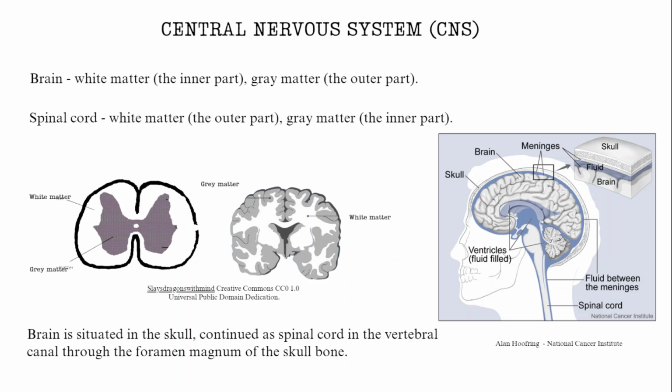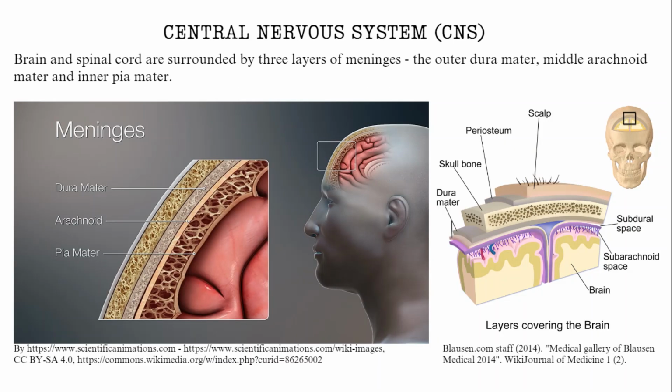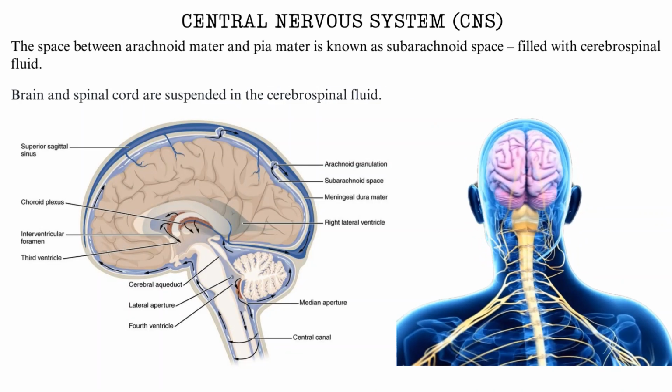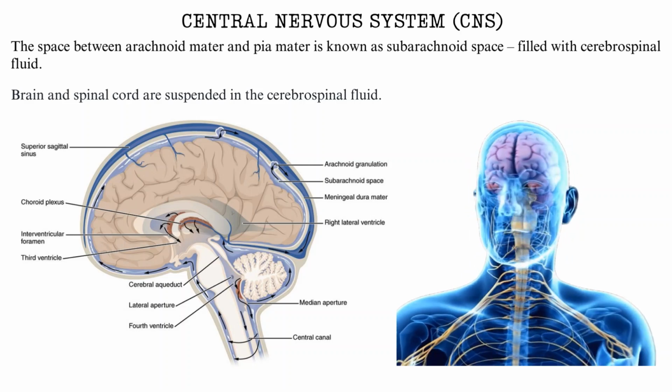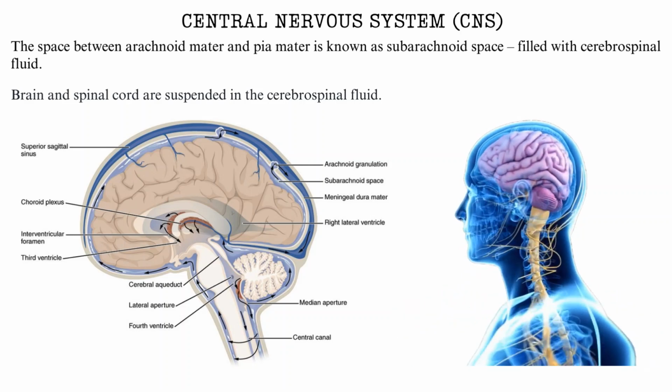The brain is situated in the skull, continued as spinal cord in the vertebral canal through the foramen magnum of the skull bone. The brain and the spinal cord are surrounded by three layers of meninges. The outermost layer is called the dura mater, the middle layer is the arachnoid matter, and the inner layer is called the pia mater. The space between the middle and the inner layer, that's the arachnoid matter and the pia mater, is known as subarachnoid space that's filled with cerebrospinal fluid. The brain and the spinal cord are suspended in the cerebrospinal fluid.